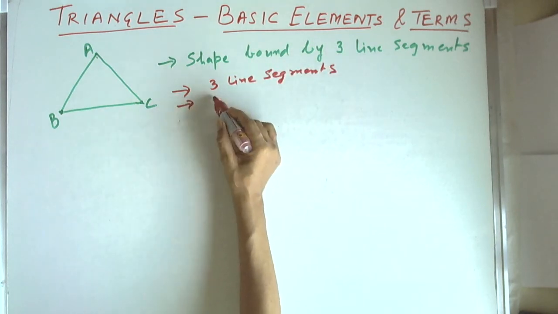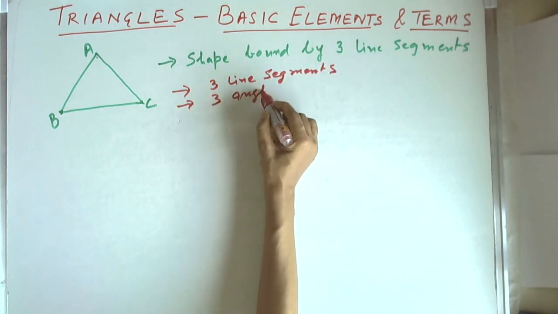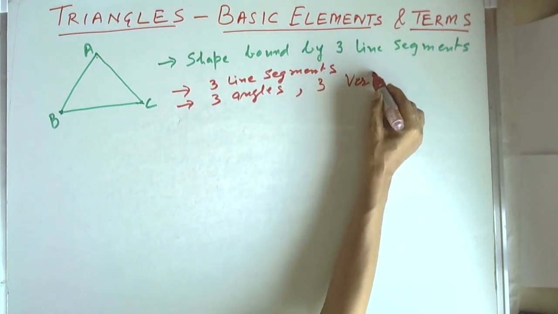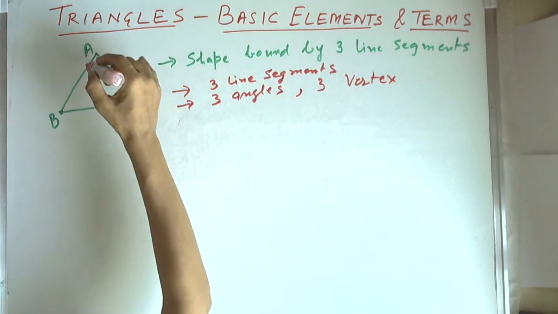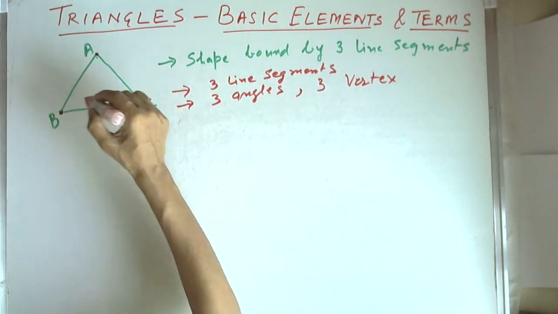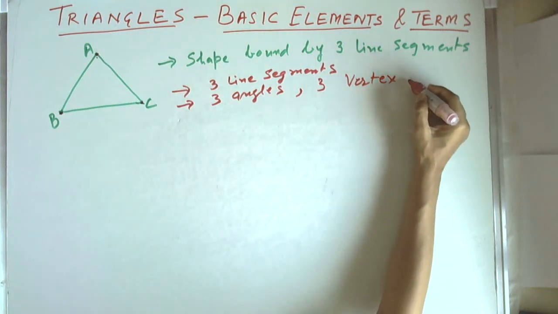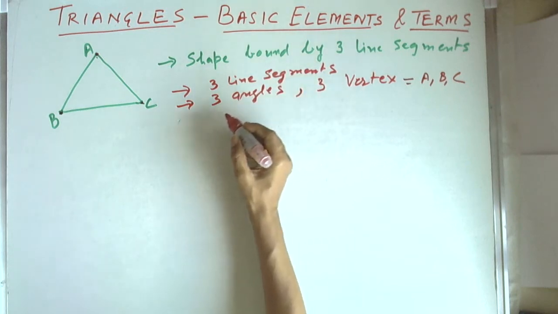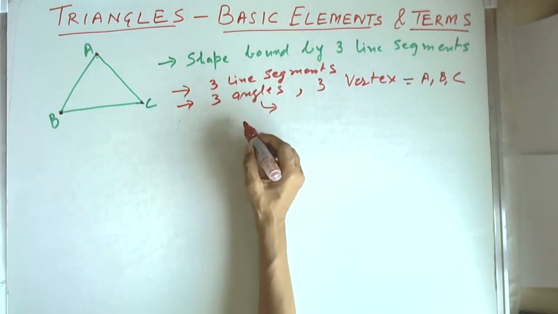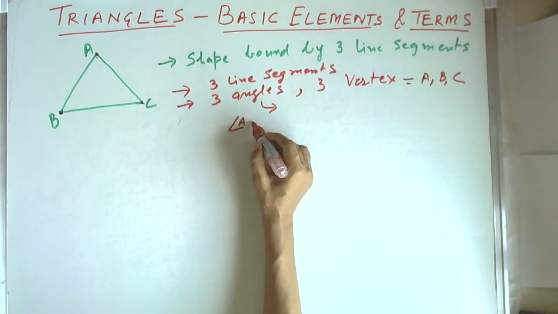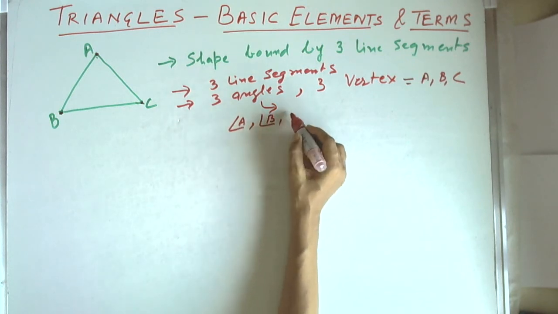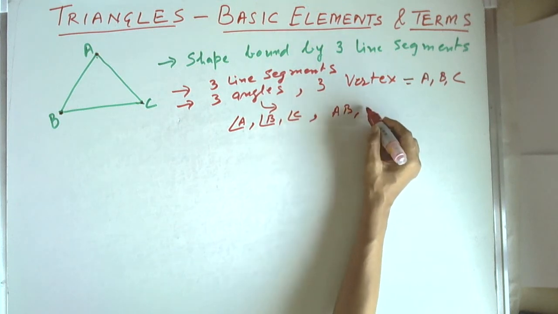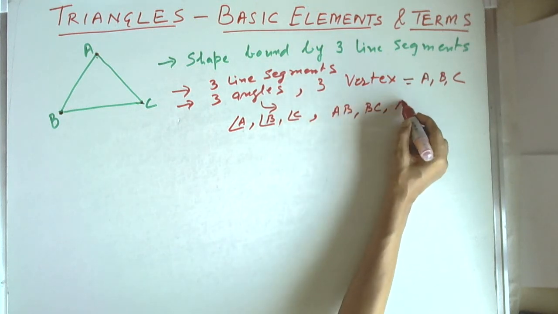and then it also has three angles and three vertices. Each of these points is called a vertex. So three vertices would mean A, B and C, and the three angles are angle A, angle B and angle C, and the line segments are AB, BC and AC.